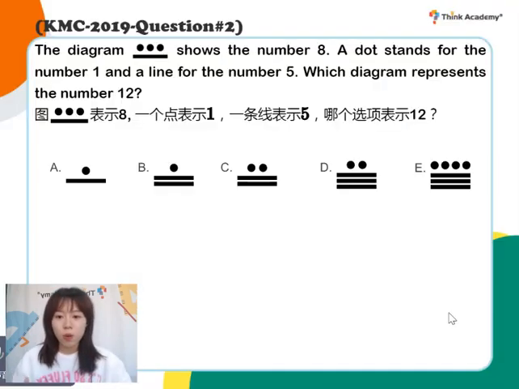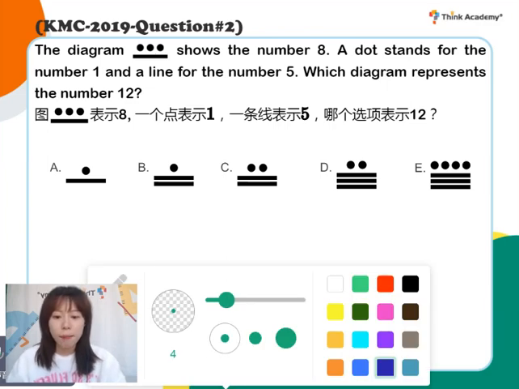So for the first one, the diagram, one line with 3 dots shows the number 8. A dot stands for the number 1 and a line for the number 5. Oh yeah, we know a dot means number 1 and a line means number 5. Which diagram represents the number 12? So here we already know the value of dots and the value of line, so we can take a look one by one.